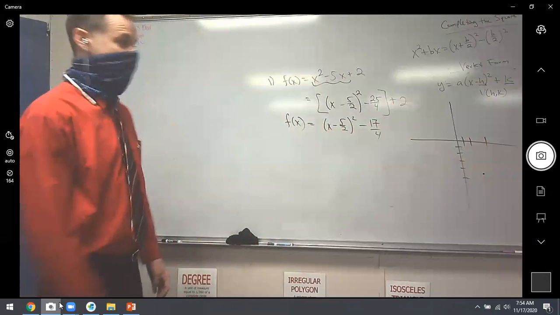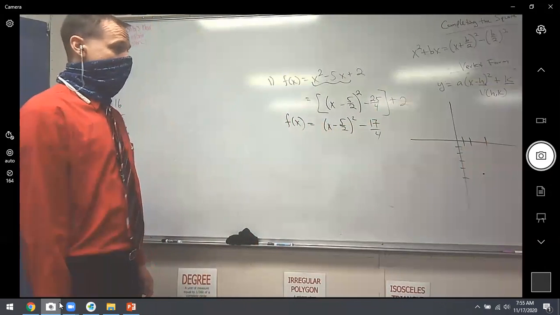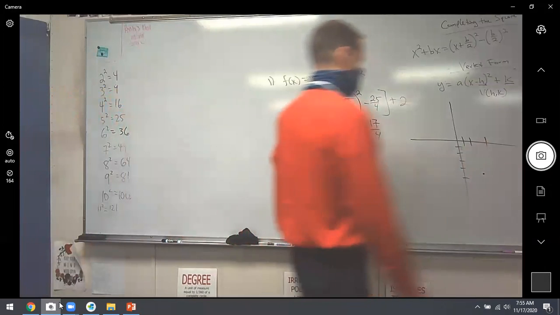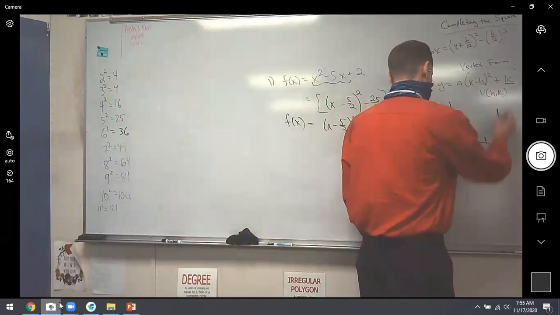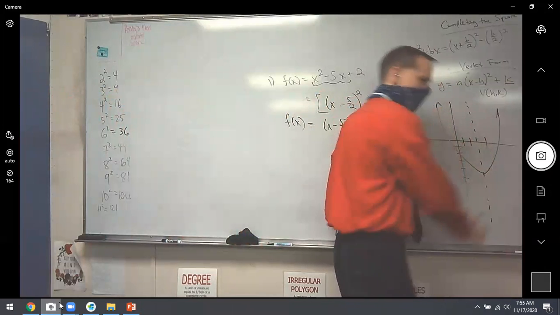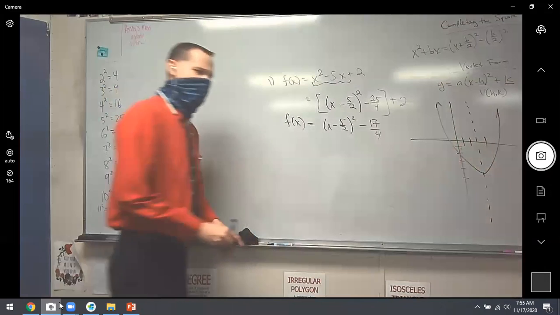17/4 is a little bit more than 4. It's negative, so it's down. So it looks something like that. That's where my vertex would be. And then, of course, the number in front was a positive originally, so this thing kind of opens up. If you want to get all fancy, there would be that axis of symmetry we studied a long time ago in the first section of this stuff.